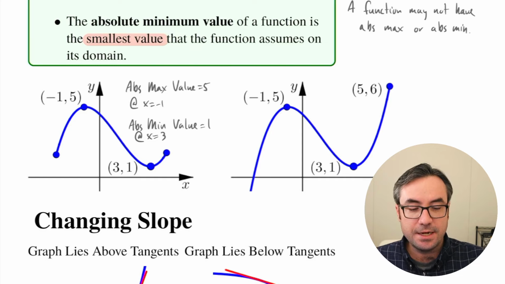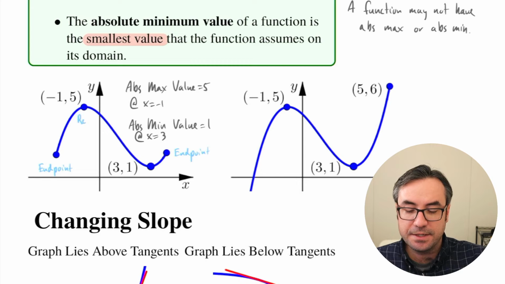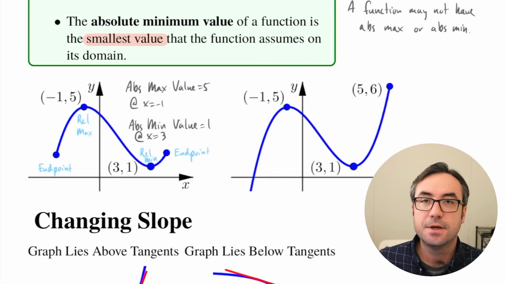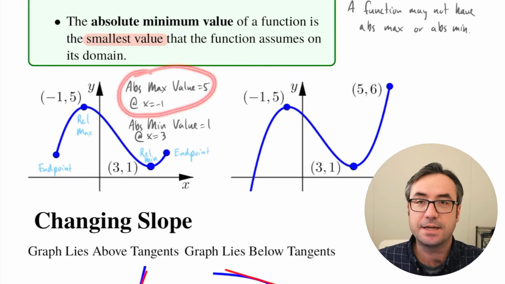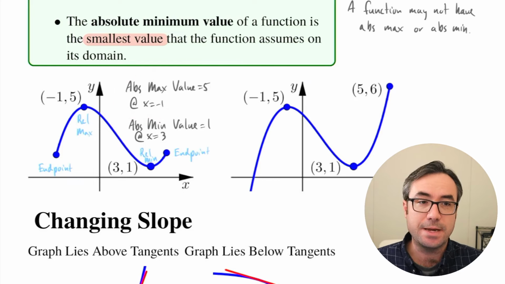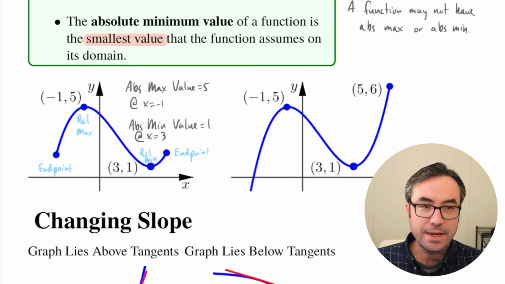So what we're seeing here is that our graph has two endpoints, a left endpoint and a right endpoint. And then it has a relative max and a relative min, these high and low points, and they just happen to also be the places where our function has its absolute max and its absolute min. Now, let's look at the next one.